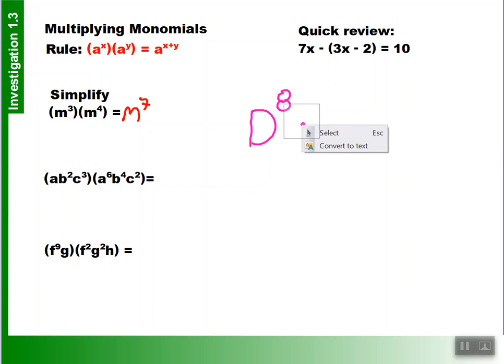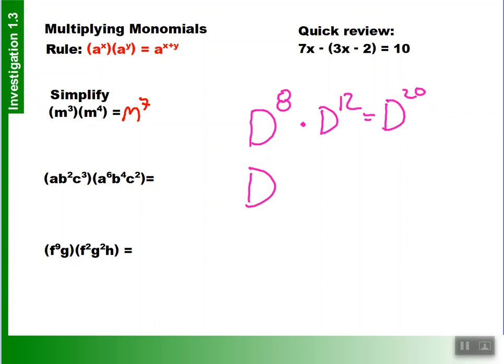We're going to multiply d to the 8th times d to the 12th, because today is the 12th. What do we get when we multiply d to the 8th times d to the 12th? D to the 20th, because we added the exponents together. All right, let's try another one. Let's say we have d times d to the 8th. D to the 9th, because when we have a variable with no exponent specified, it is always going to be a 1.